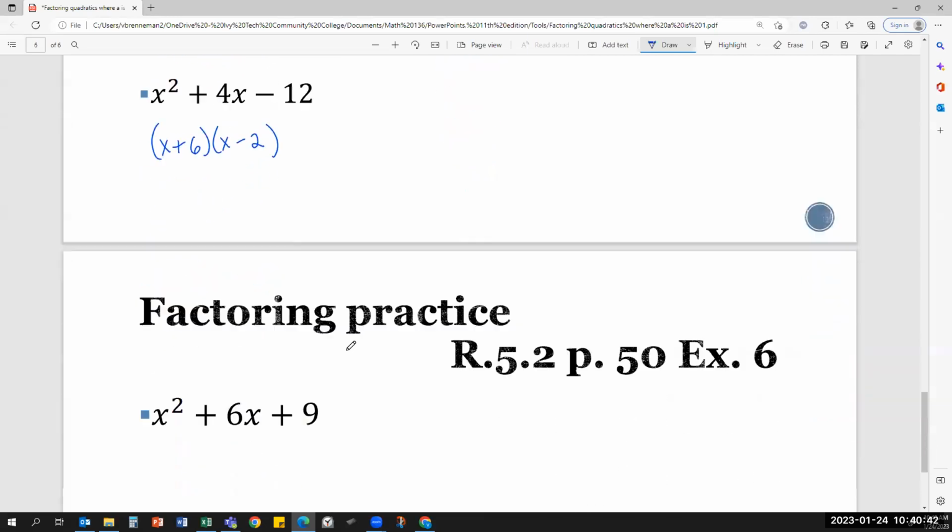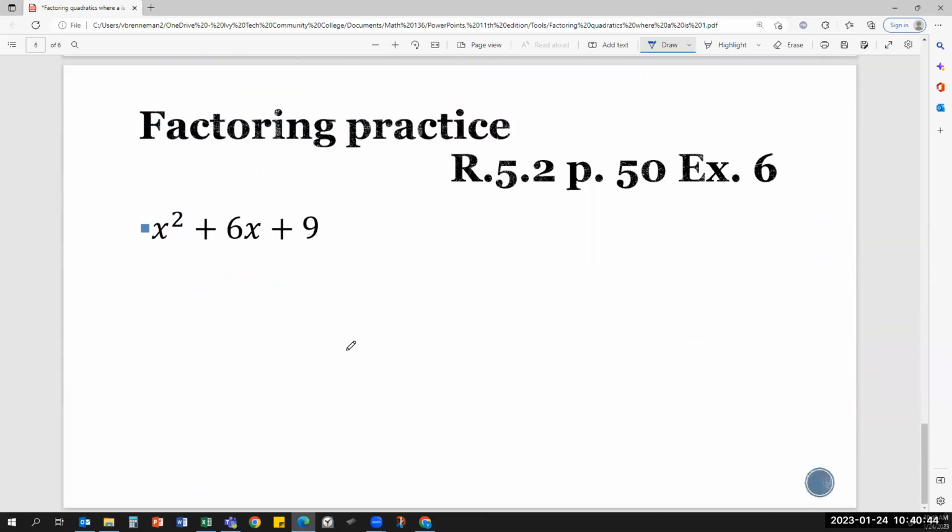So one more example, x squared plus 6x plus 9. So I need two things that I can multiply to get 9 and add to get 6. 9 is either 1 times 9 or 3 times 3. We have all positives here, so both positive, adding them together. 1 plus 9 is 10, that's no good. 3 plus 3 is 6, that's what we need. So this is x plus 3 times x plus 3.